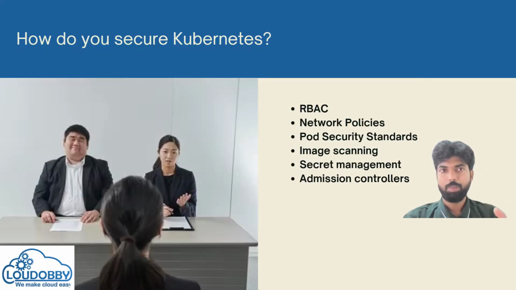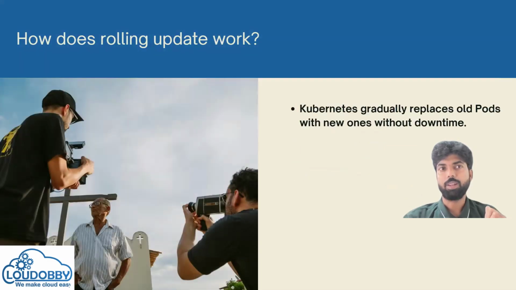How do you secure Kubernetes? Already we have discussed RBAC, network policies, pod security standards, image scanning, secrets management, admission control. How does a rolling update work? This also we discussed. It will deploy one new pod while the old pod is still running. Once the new pod is deployed successfully, then the old pod gets deleted.